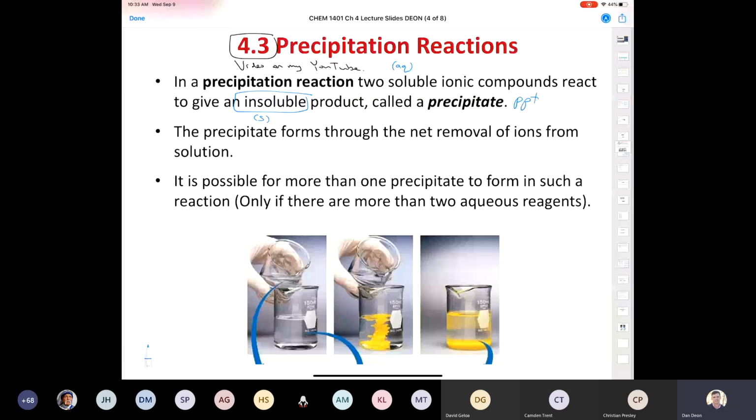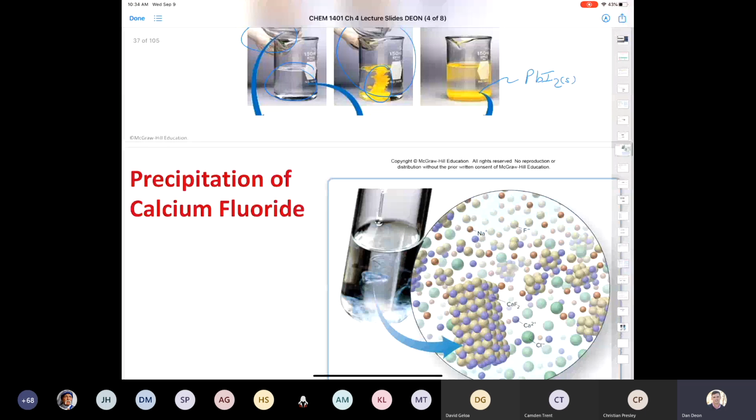Look at this beautiful homogeneous solution. Look at this beautiful homogeneous solution. You mix the two of them, and all of a sudden you get a precipitate. That might be lead iodide or something, because lead iodide is yellow anyhow. All right, so that's what precipitation is.